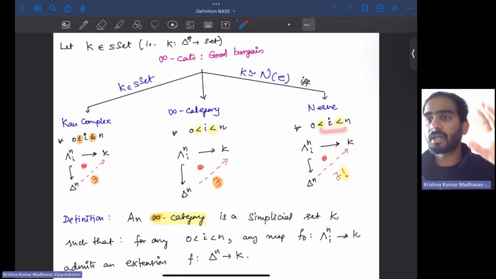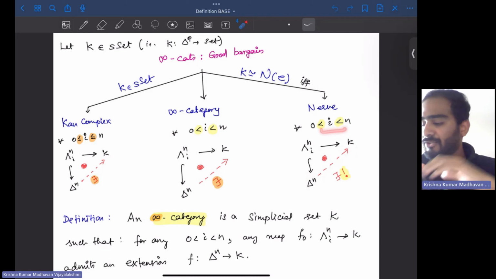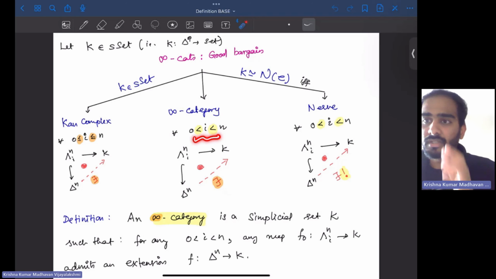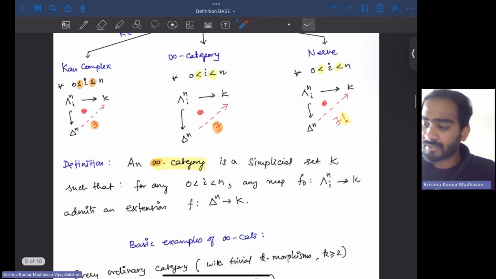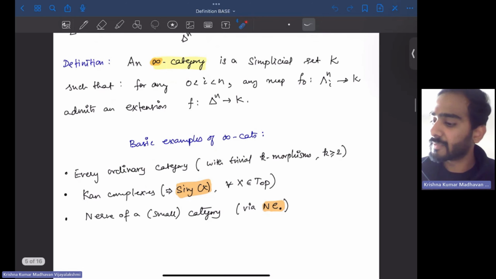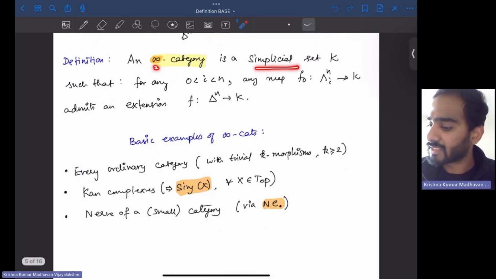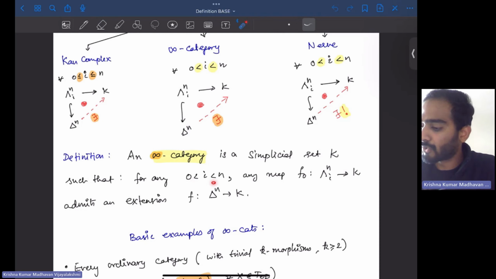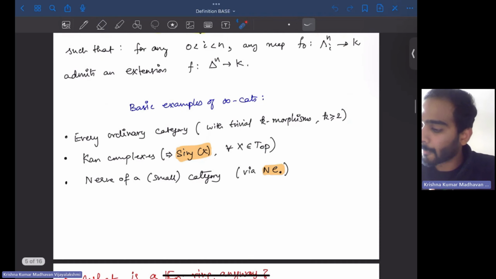So these are two different kinds of worlds, and an infinity category is a good bargain between these two worlds, in the sense that we just need a map, which doesn't have to be unique, and we just need it for the inner horns, not for the outer horns. So this is exactly the definition of an infinity category. It is a simplicial set such that what we have said here holds: there is an extension for all the inner horns, right?